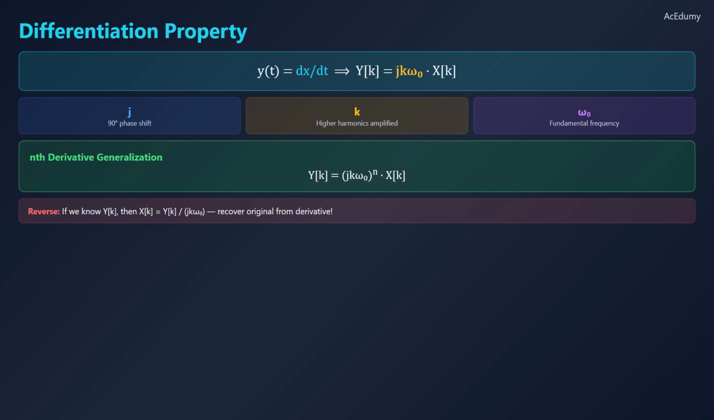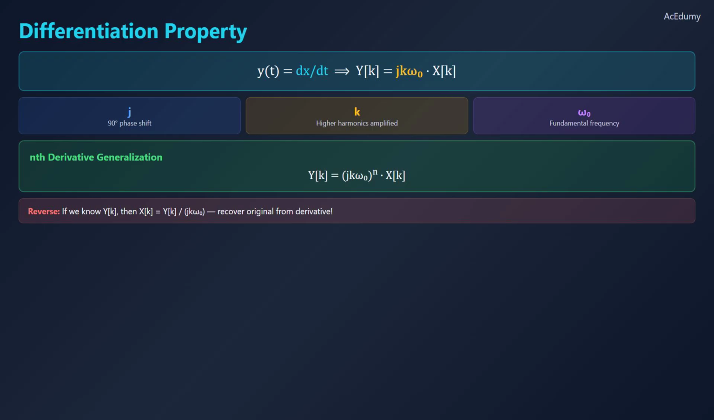Here's one of the most powerful Fourier series properties, differentiation. If x of t is a periodic signal with Fourier coefficients x sub k, then the derivative y of t equals dx over dt has coefficients y sub k equals jk omega 0 times x sub k. Each coefficient gets multiplied by j times k times the fundamental frequency. The j introduces a 90-degree phase shift, and the factor k means higher harmonics are amplified more. For the nth derivative, we raise the factor to the nth power.